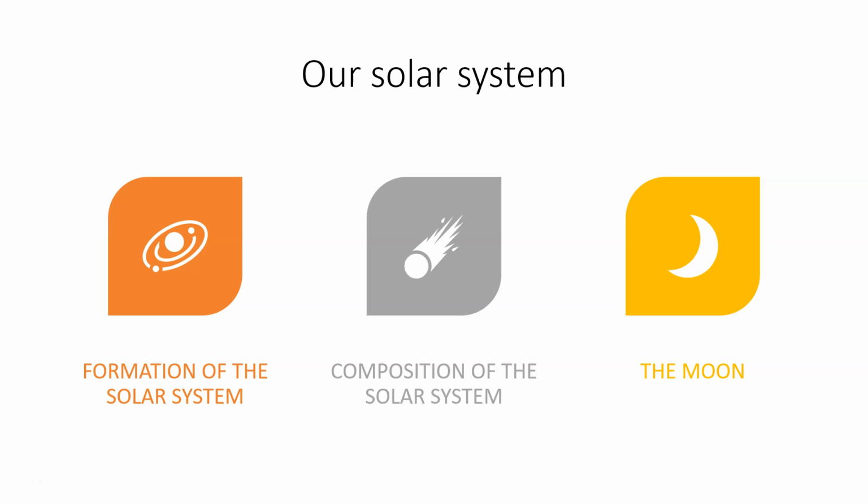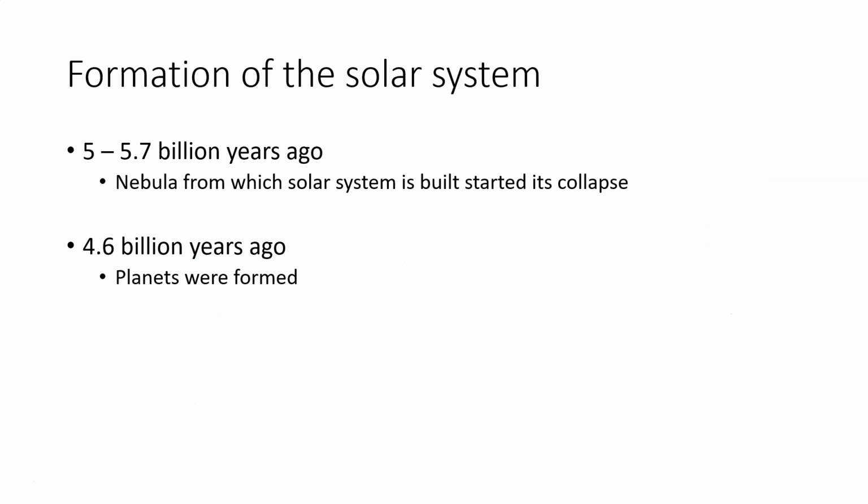Okay, so in this video, we are going to have a quick look at our solar system. Essentially, we will cover 3 points. When was the solar system formed? What is it composed of? And how was the moon formed?